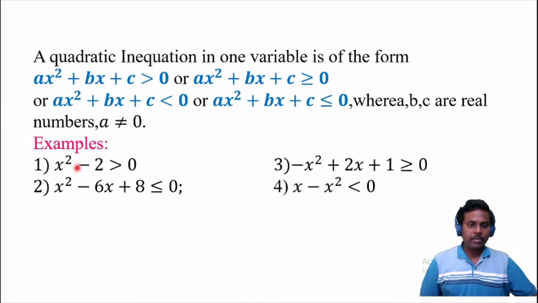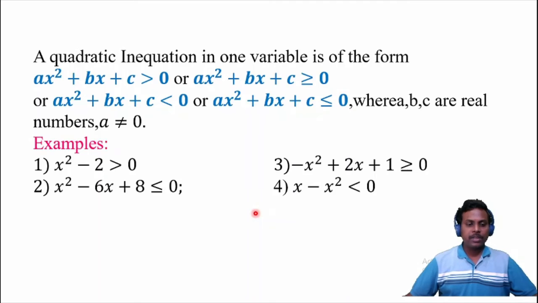In the first example, you can observe that the b coefficient is not there. So b is 0 here. Still, it is a quadratic inequation. The second one is anyway of the form, and the third one, there is no problem. And the fourth one, c is equal to 0, a and b not equal to 0. This is also a quadratic inequation.